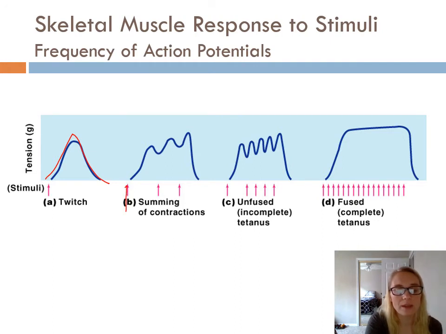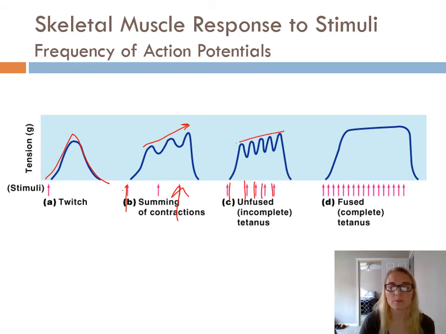If your signals come in a little bit faster, take a look and you can see the tension is going up. In that case, we can actually sum these. It's called summing of contractions, and we can actually get some work done with that. If they come in a lot faster here, we can see we are also increasing our tension, and we can produce even more tension, especially if we're doing this with more motor units. This is called unfused or incomplete tetanus, which is different than the disease. It's just more of a clinical term here.